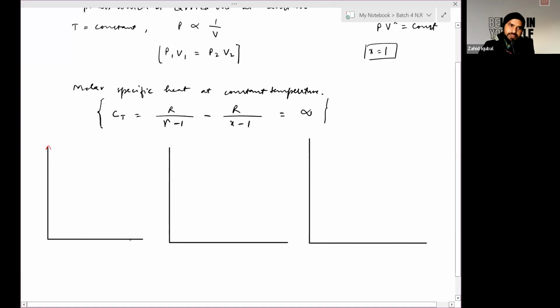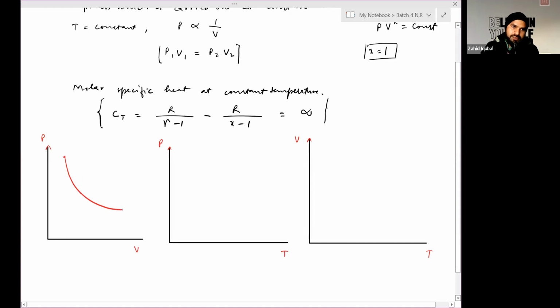Now related to this, we have to plot the indicator diagram. First, between pressure and volume, pressure versus temperature, and volume versus temperature. Since pressure and volume are inversely proportional to one another, the graph between them will be a rectangular hyperbola, like this.